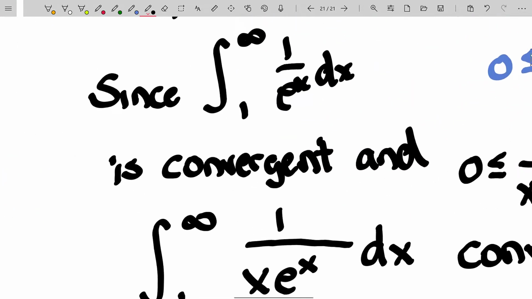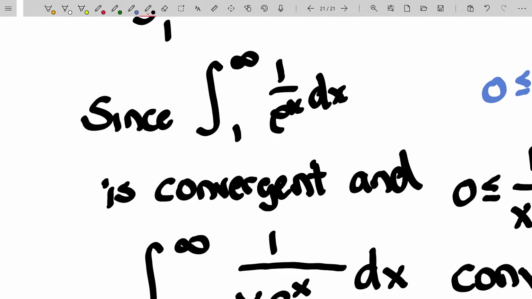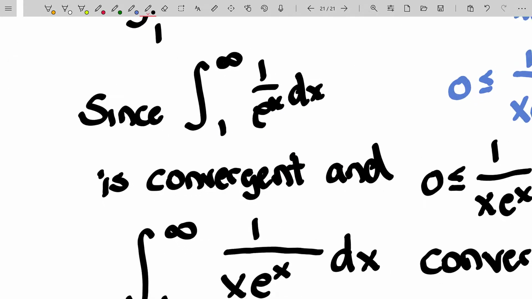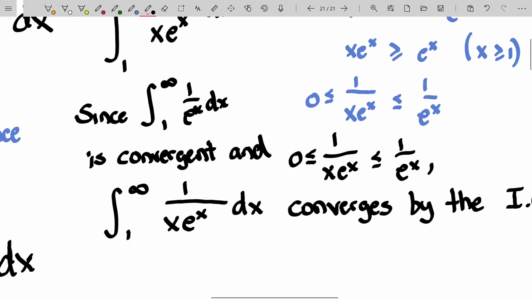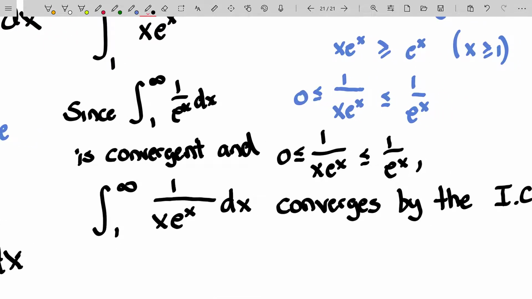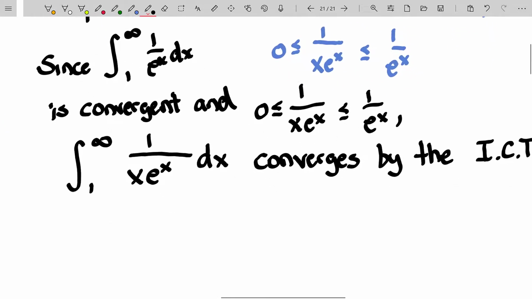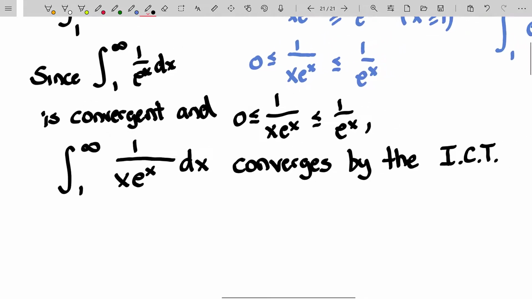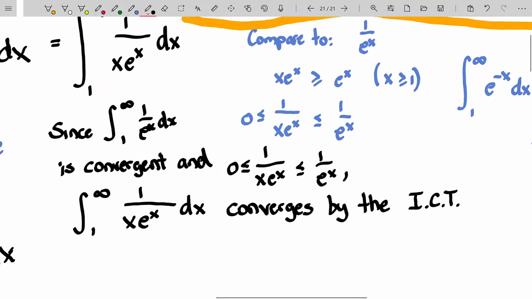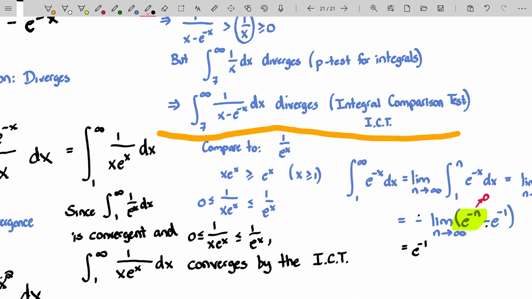So since, again, I'm just repeating myself, but since the integral from 1 to infinity of 1 over e to the x dx is convergent, and because 0 is less than or equal to 1 over x times e to the x, which is less than or equal to 1 over e to the x, well, that integral from 1 to infinity of 1 over x e to the x must converge by the integral comparison test. Again, a couple basic examples.